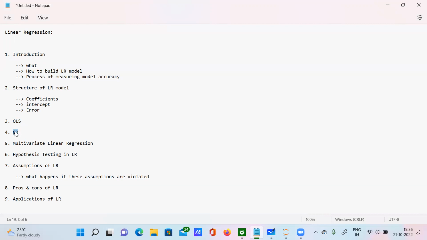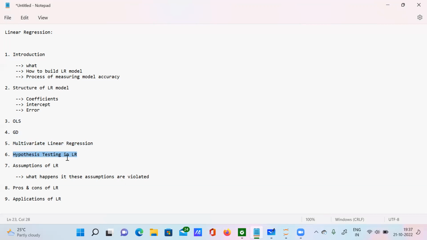Gradient descent is very useful, also when it comes to neural networks in deep learning or any other further studies, so it is very important. These are mostly the things that come under the simple linear regression model. But then we also have the multivariate linear regression model. And then we're going to look at hypothesis testing in linear regression.